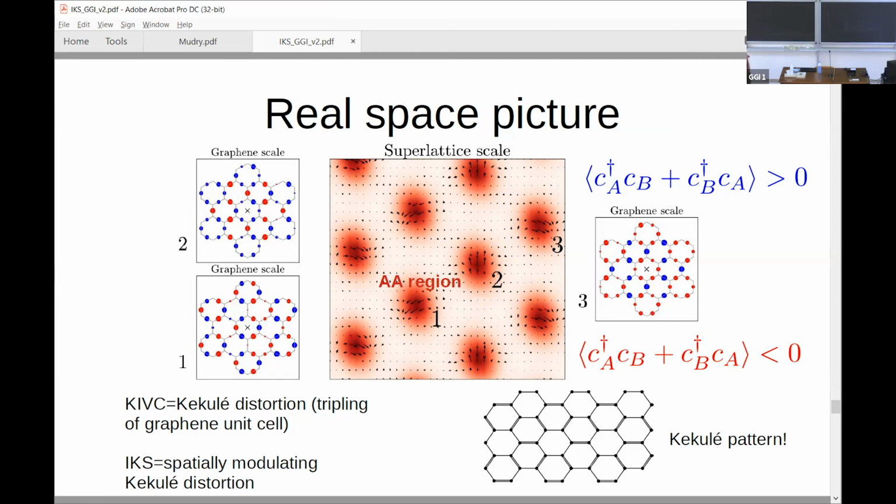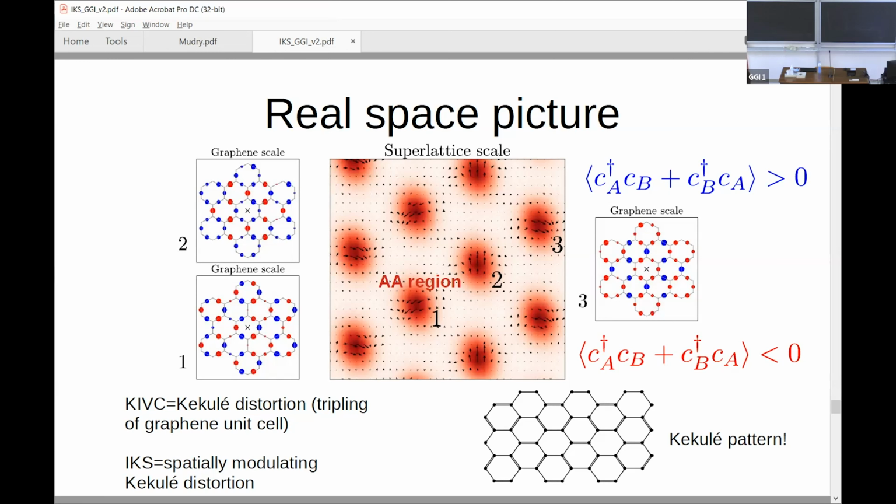I'm plotting here the order parameter C_A dagger C_B on each of these bonds, and blue means that the bond order parameter is positive, red means that the bond order parameter is negative, and you see that it's got this alternating sign pattern as you go around one unit cell. And then as you go around this unit cell, it's always positive. As you go around this unit cell, it's always negative. And so you see that you've got this tripling of the graphene unit cell that I mentioned before. So this is this Kekule pattern that reminds you a little bit of benzene, for example.